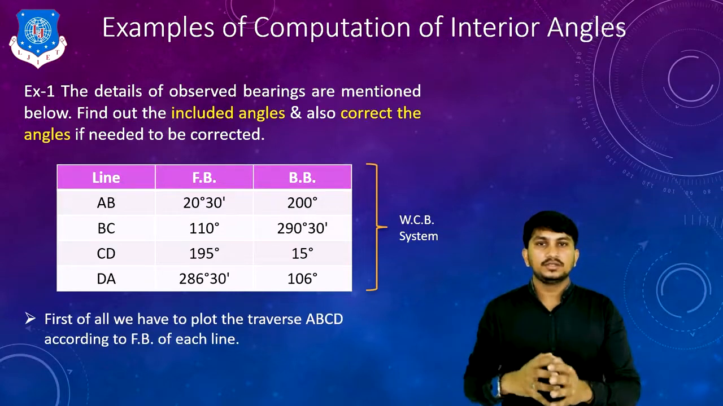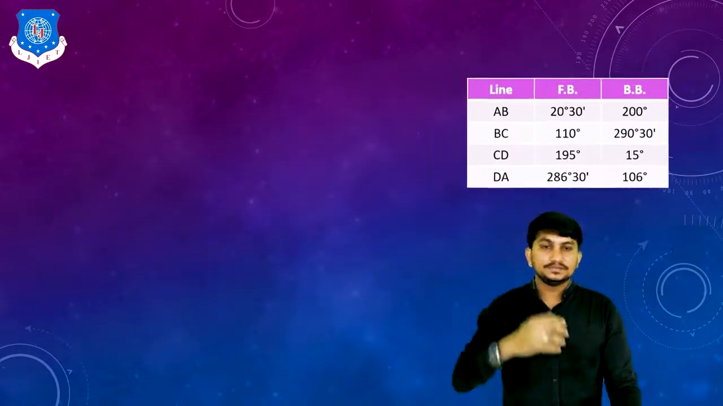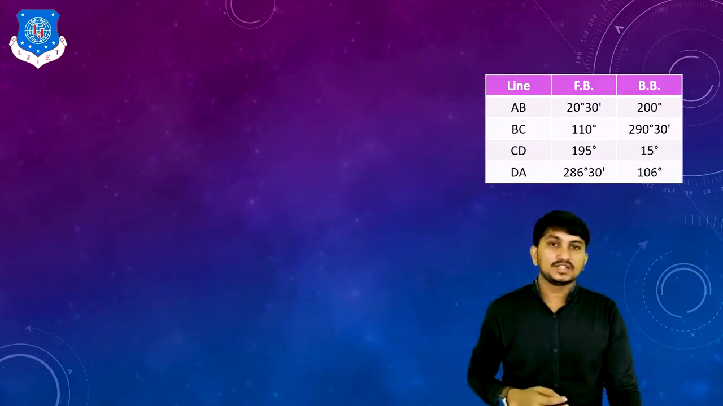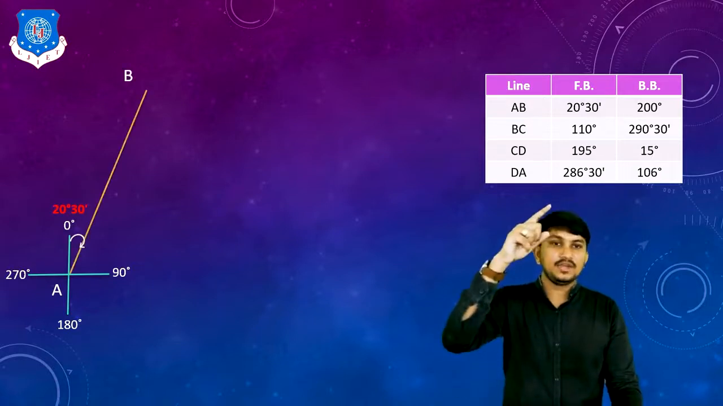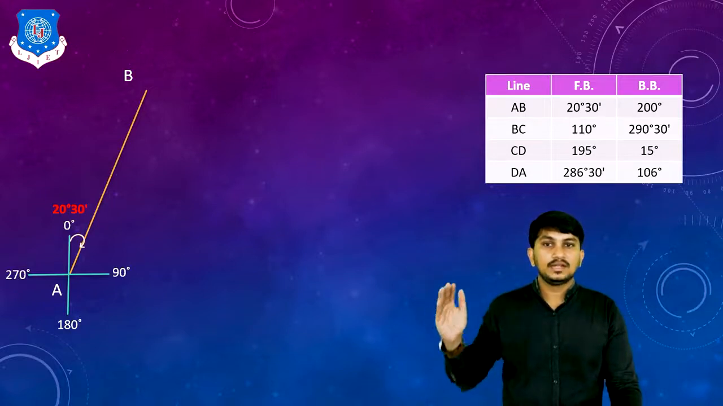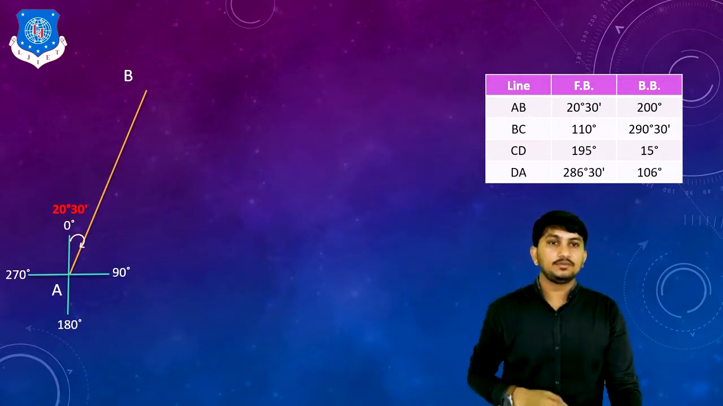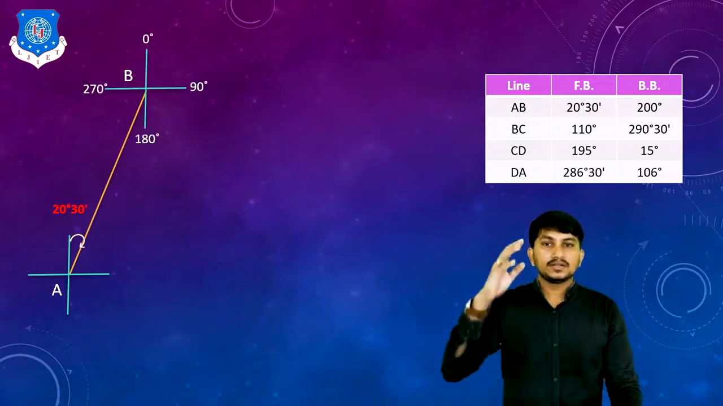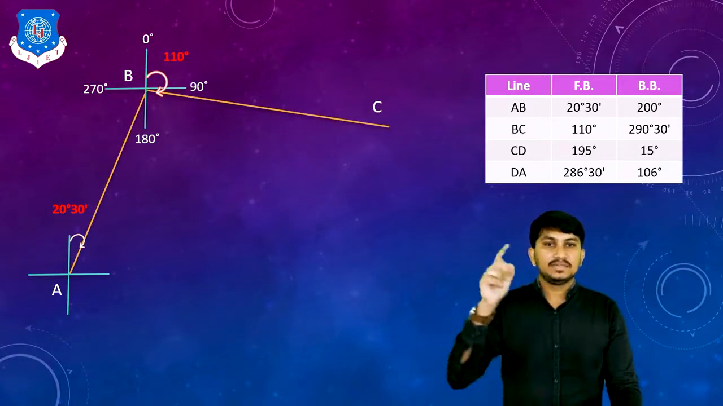First of all, we have to plot the traverse ABCD using FB of each line. We have the data. By using this FB of each line, we are plotting the traverse. This is station A. First line, FB of AB is equal to 20 degree 30 minutes. So with 20 degree 30 minutes, one line is drawn. This is station B. From B to C, we have to refer to FB of BC, which is 110 degree. 110 degree is in the second quadrant, so the line becomes like this. So this is the line BC.